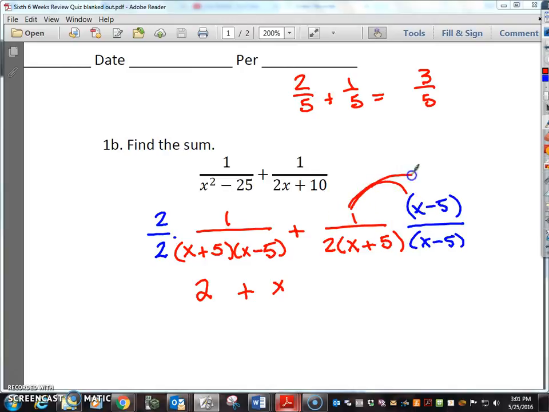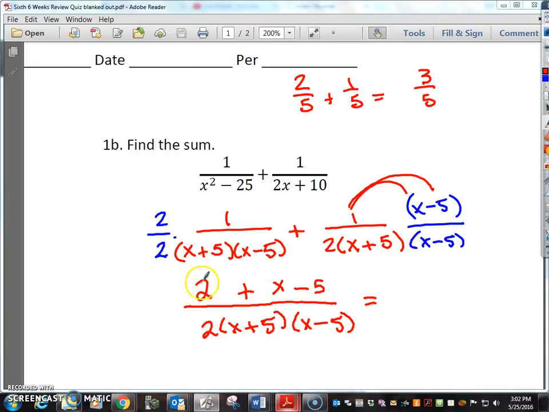X, and then 1 times negative 5, which is minus 5, all over one denominator, which is 2 times x plus 5 times x minus 5. And then right here, I just combine like terms. 2 and negative 5 combine to make negative 3. The x stays the same, so it's going to be x minus 3 over 2x plus 5 times x minus 5. And that is all. Nothing else cancels out, nothing else reduces, nothing else combines. That is the final one.